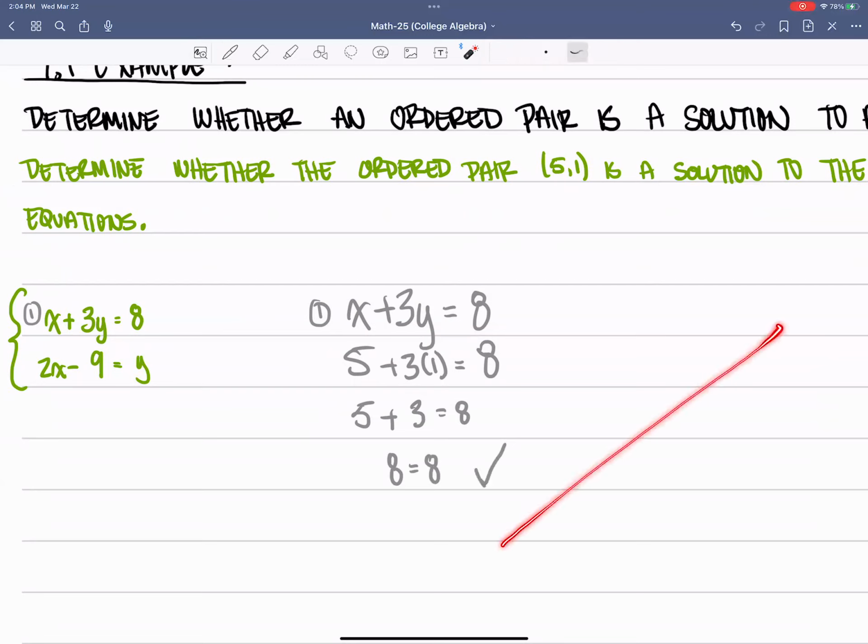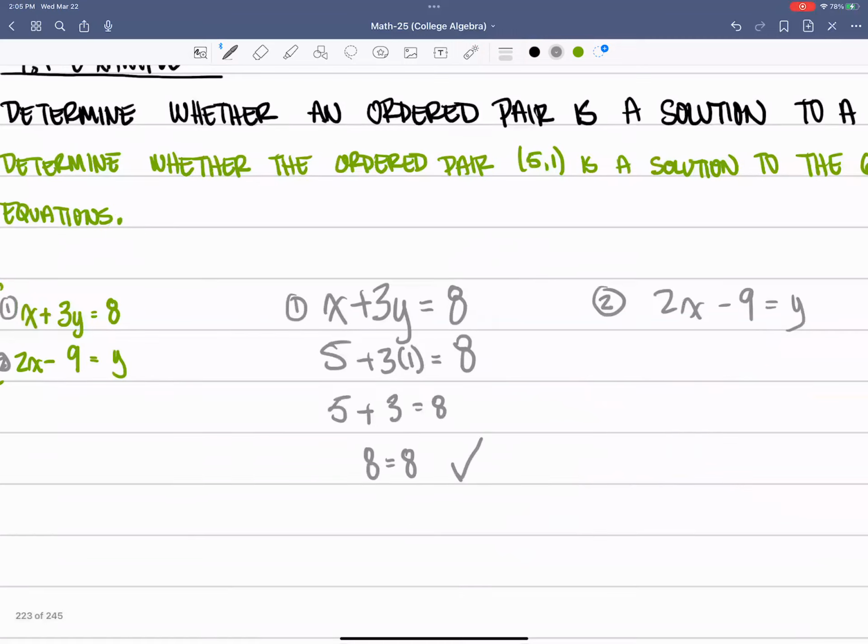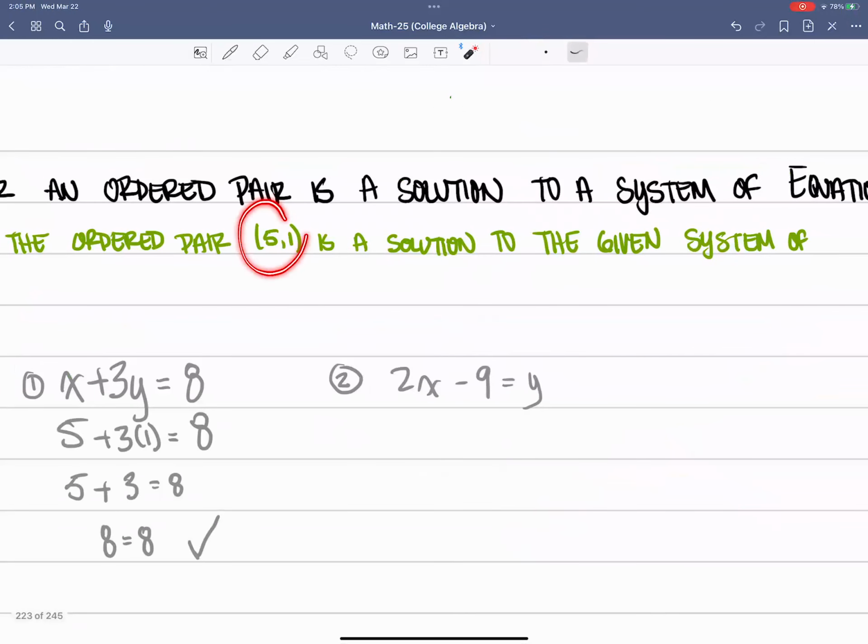But remember, just because we satisfied the first equation doesn't mean that we're going to satisfy the other equation. This here would be the solution to the system. Right now, we just verified that it works for that first equation. So let's take a look at this second equation. For line 2, we have 2x minus 9 equals y. And again, we're plugging in the point (5, 1). So we're plugging in 5 for x and 1 for y.